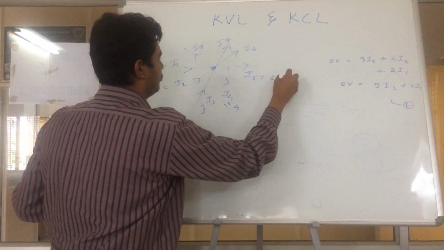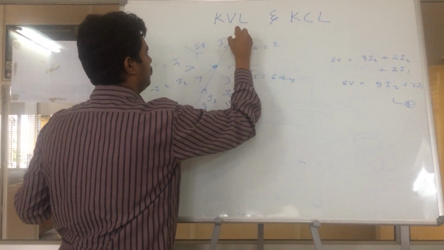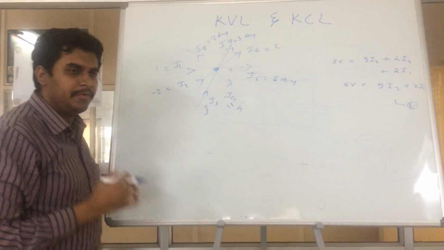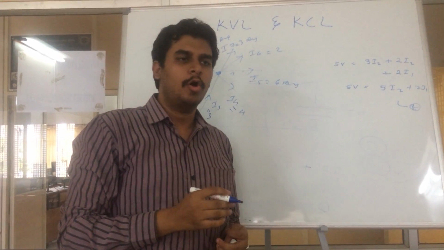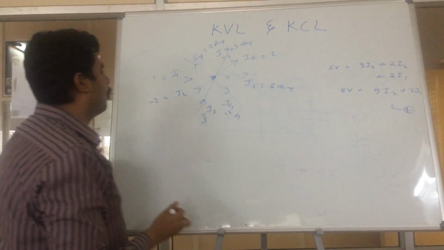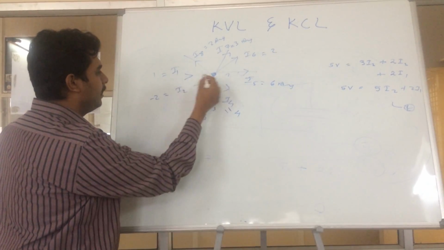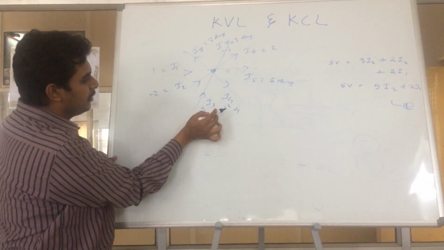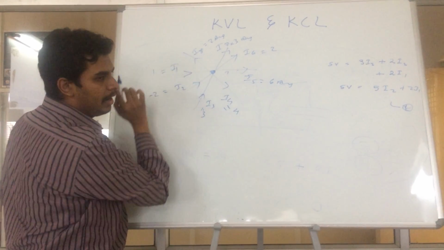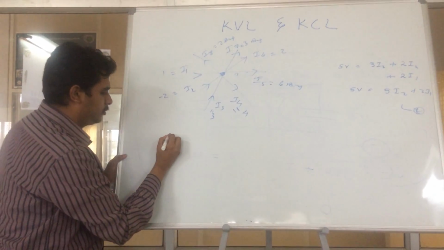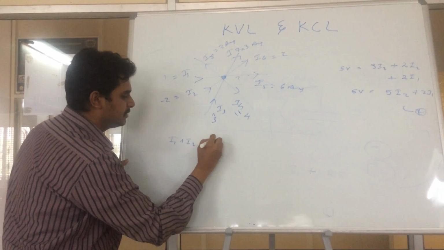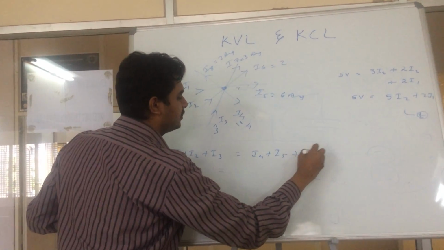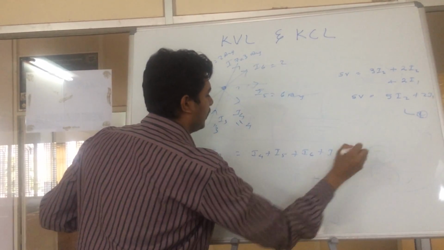This is, let us say, 6 amps, this 2, 3, and again 2 amps. The definition says that the sum of currents entering the node is equal to the sum of currents leaving the node. Here, the currents entering the node are I1, I2 and I3, and all the remaining, I4, I5, I6, I7 and I8, are leaving the node. So I1 plus I2 plus I3 is equal to I4 plus I5 plus I6 plus I7 plus I8.